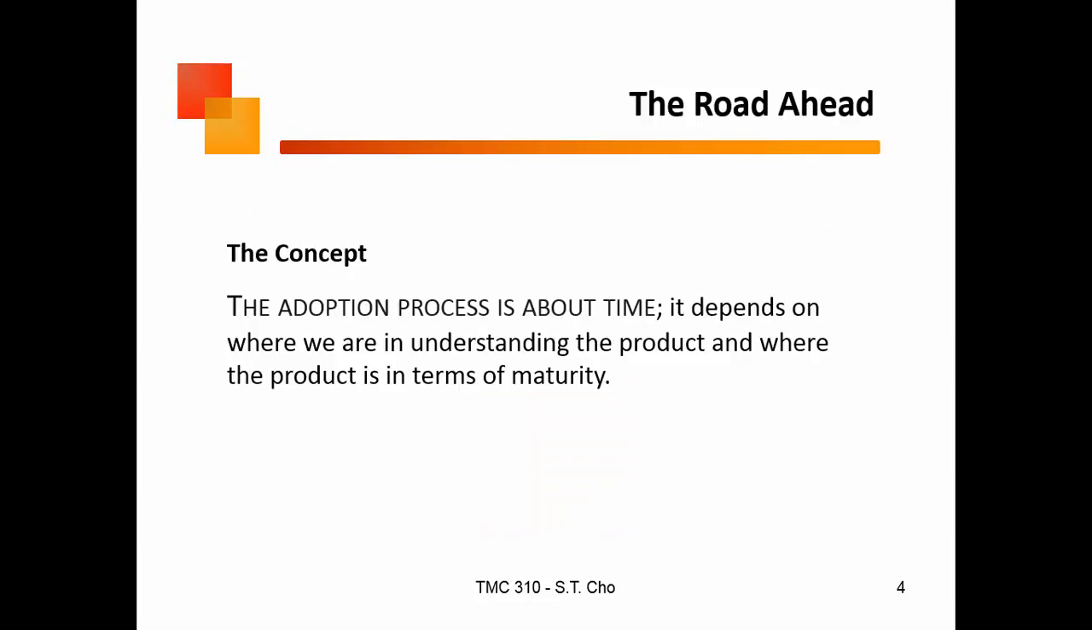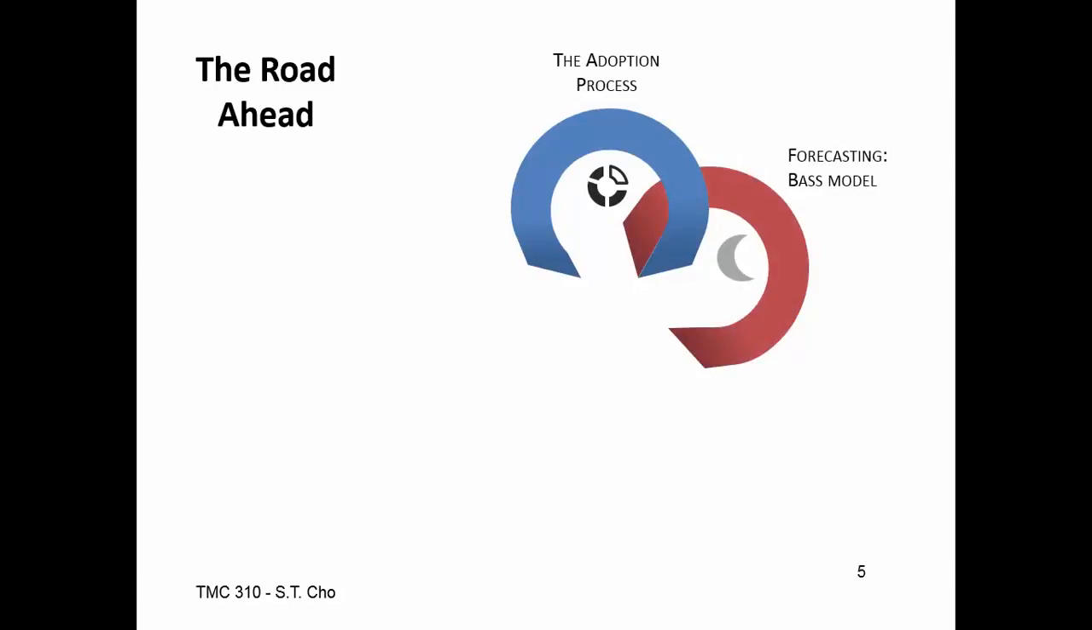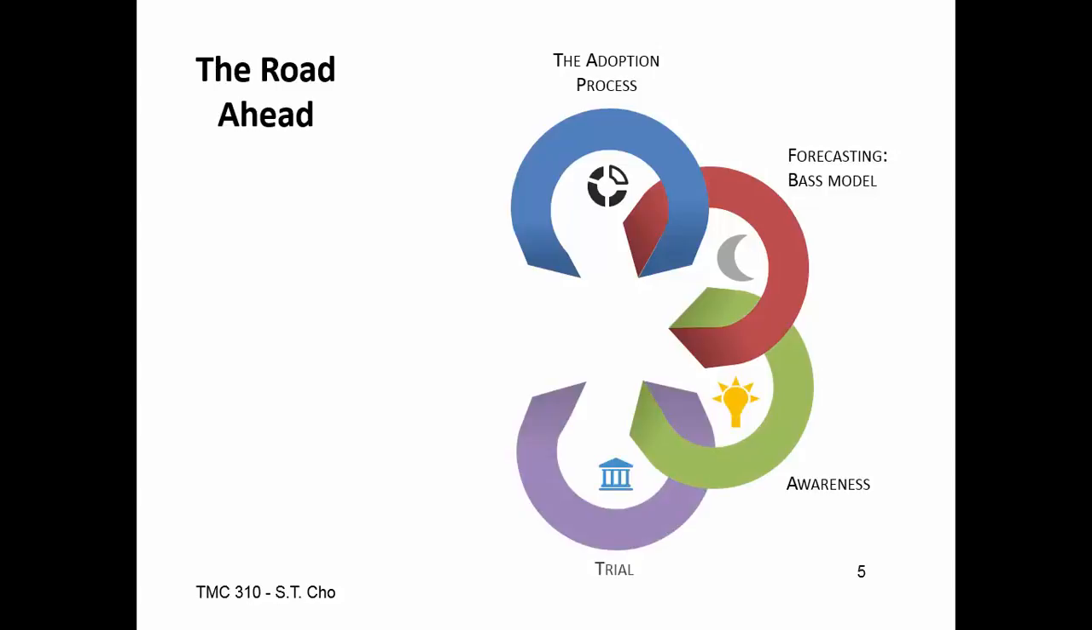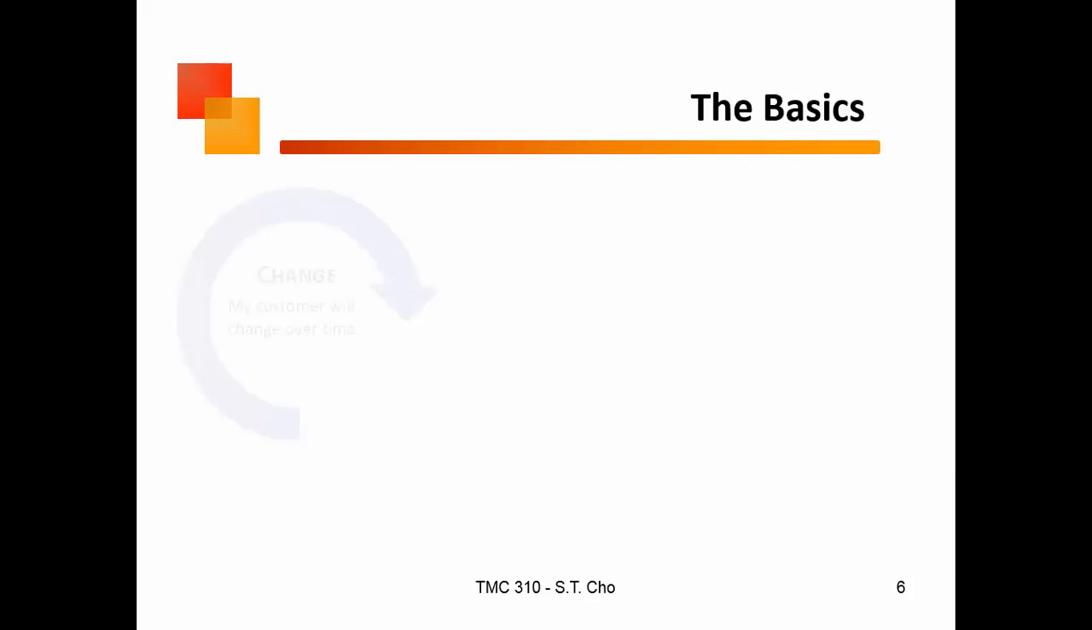So how do we go about getting adoption? And what adoption is, it's a process about time and understanding how a product changes. So today we're going to talk about the adoption process, how we do forecasting, how customers become aware of us, trying it, inducing them, and finally the chasm. And this is a phenomenon that happens with technology products. The people who adopt your products earliest aren't necessarily that easy to get over into the next phase.